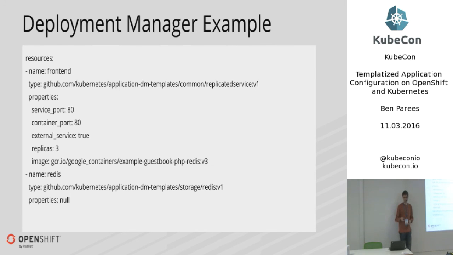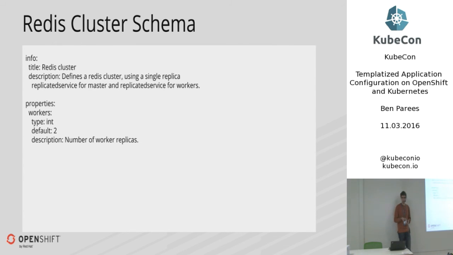Now we drill one level deeper, going down into that Redis type that was defined. We have the schema for the Redis type, which gives us some information. It's a Redis cluster, and it defines a replicated service with masters and slaves. It supports one property, which is the number of worker replicas you want, defaulting to 2.